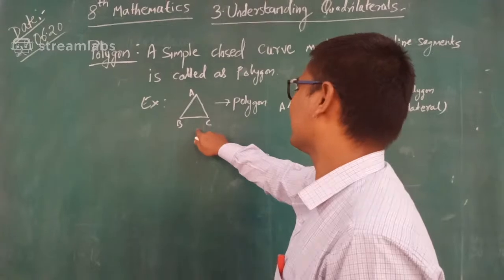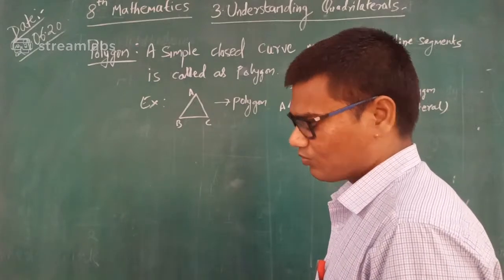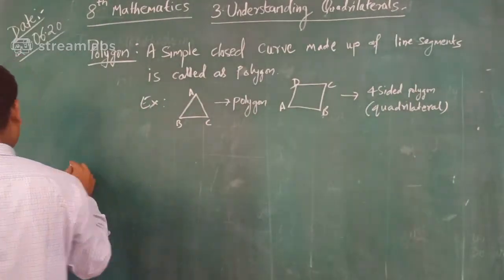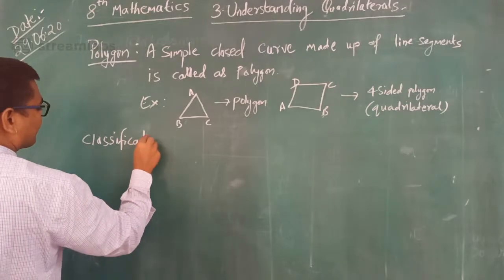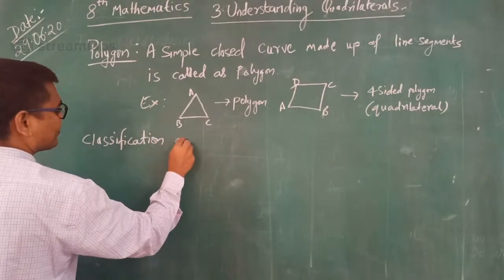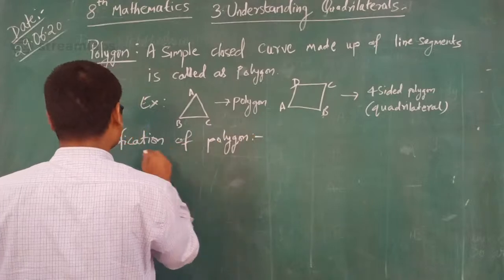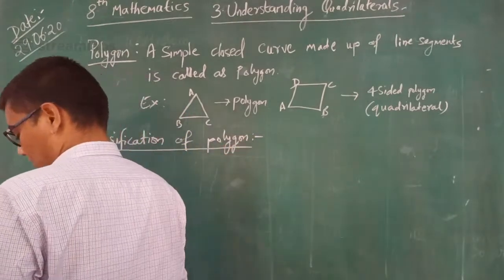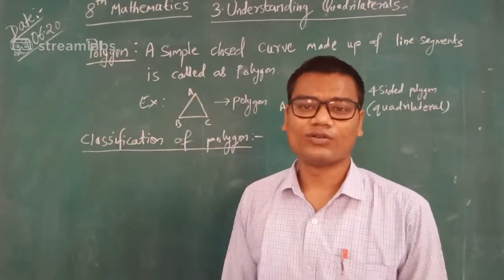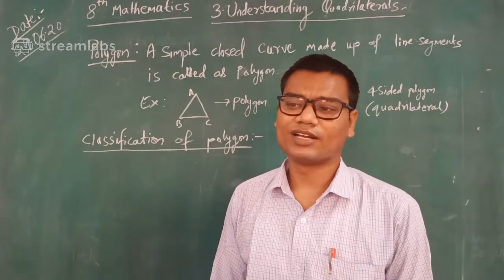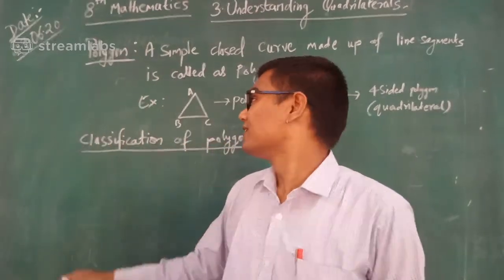So a triangle is a polygon, a four-sided figure is a polygon. Now, classification of polygons. This classification we will do on the basis of the number of line segments or the number of vertices. The smallest polygon possible is a triangle.